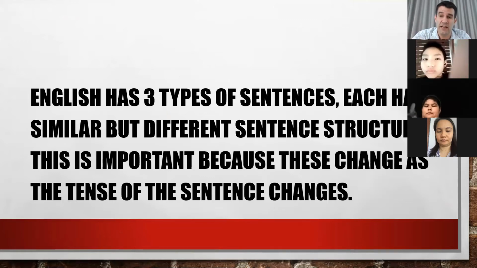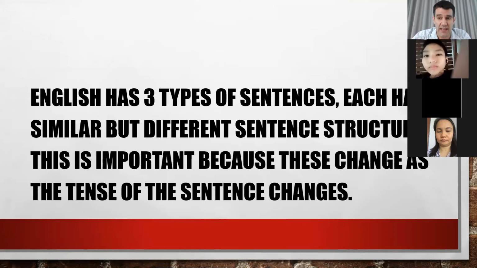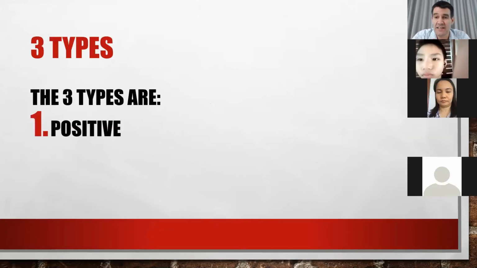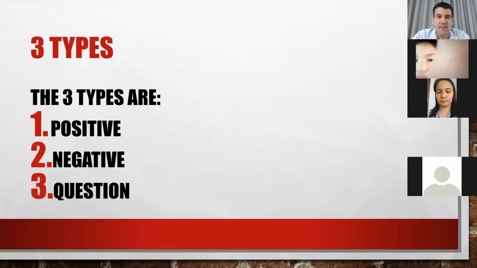As you get into grade 5, you will start learning present perfect tense, which is verb 3. And then you will learn more and more tenses as you learn English. And the sentence structure will change with each tense. So we will go through the different types of sentences for each tense and tell you about the sentence structure in each. So the 3 types are positive, negative, and question.